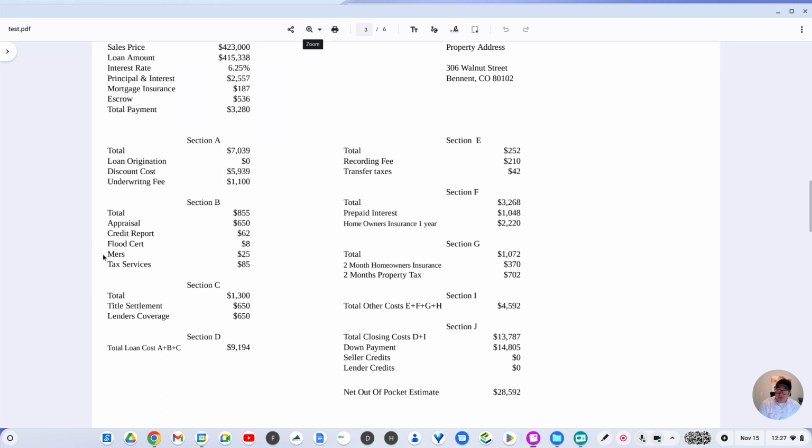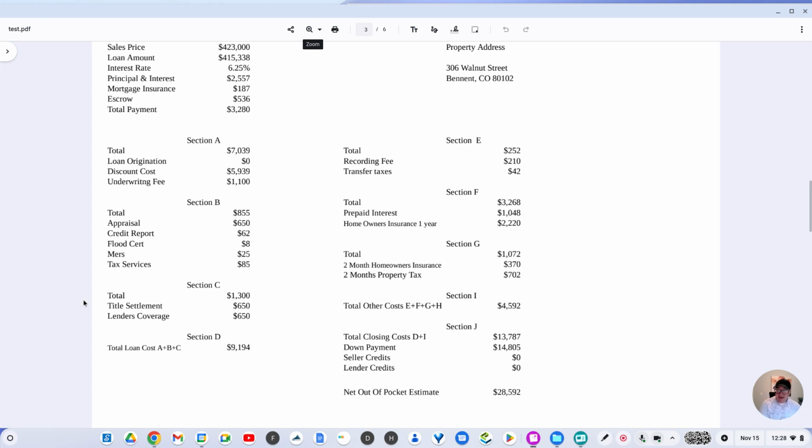Anyway, to go over the itemization, appraisal, that's the cost. So when you put a house under contract, we need to go see how much it's worth, or the lender does. So an appraiser goes there to see how much it's worth. That's an appraisal. Credit report, flood search, MERS, tax services, those are all fees charged by a lender.